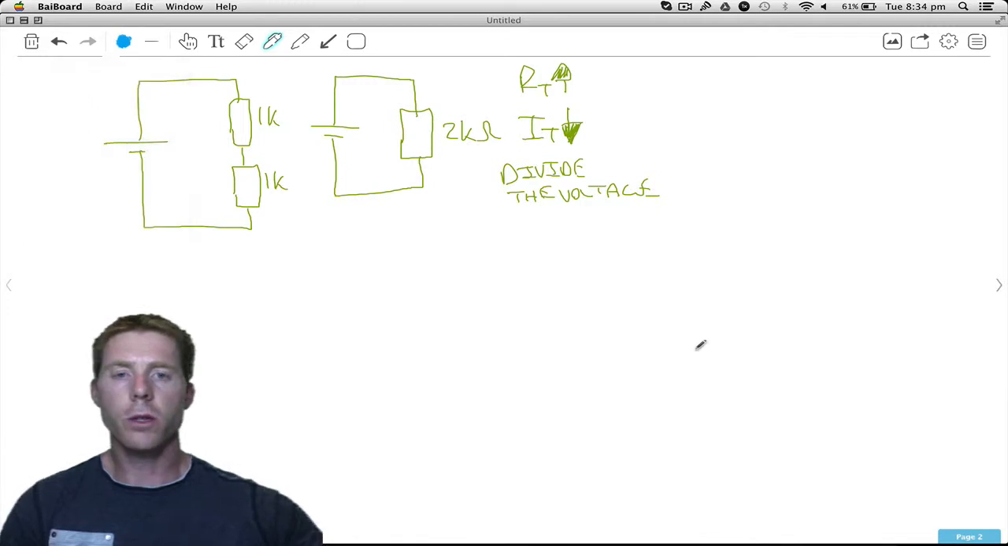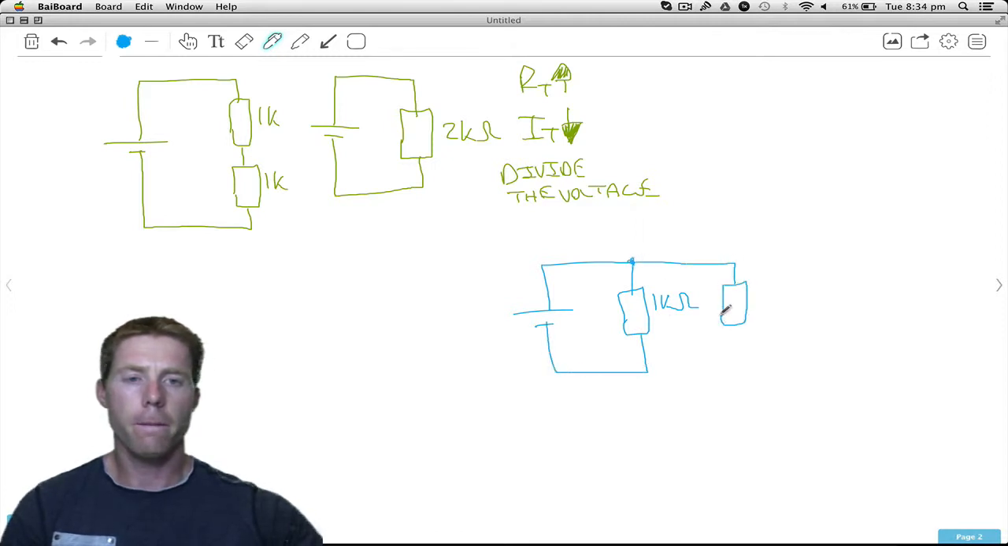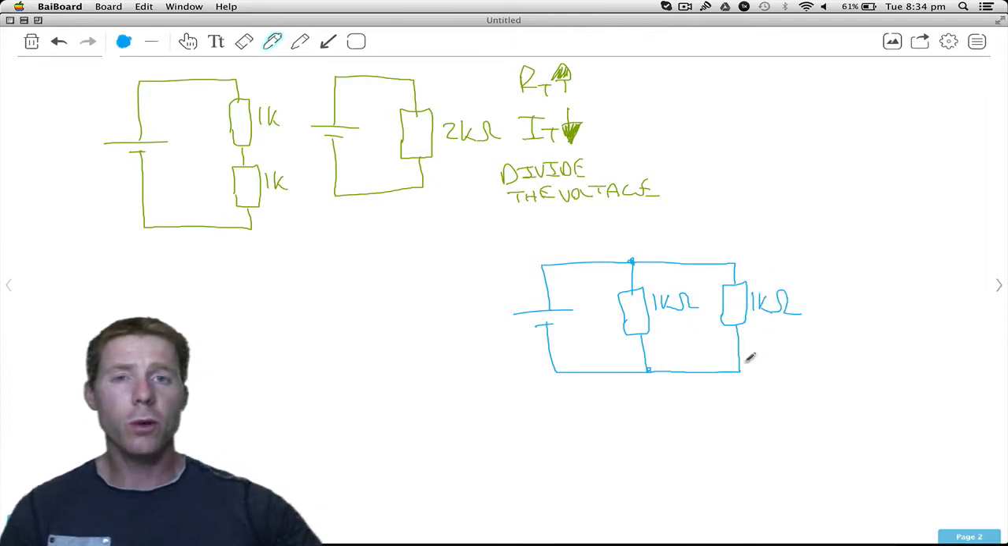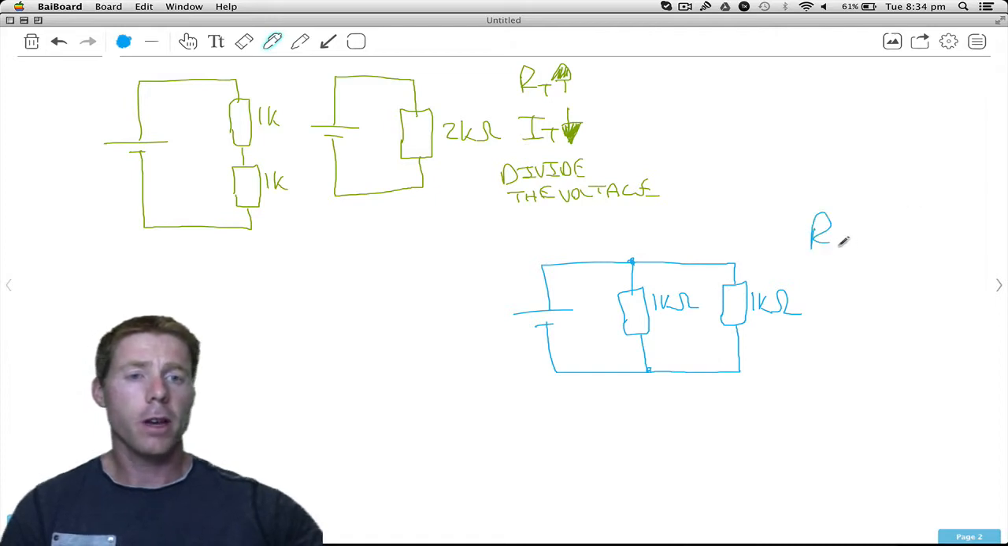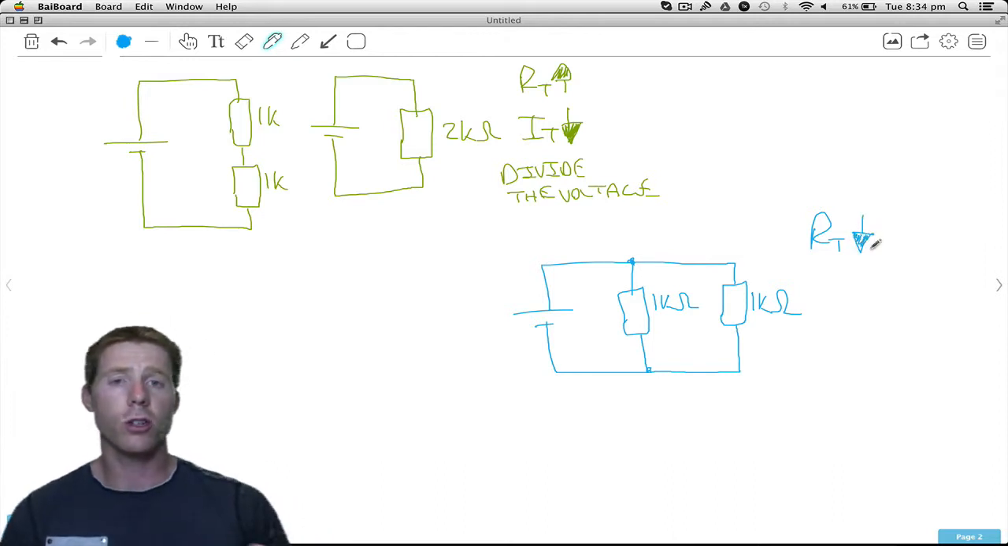What about the parallel circuit? So here's a 1K resistor here in parallel with another 1K ohm resistor. So what we found in this case is whenever you put them in parallel, and we'll do the calculations for this in the next lecture, you'll find that the direct opposite happens compared to series. The total resistance actually goes down.